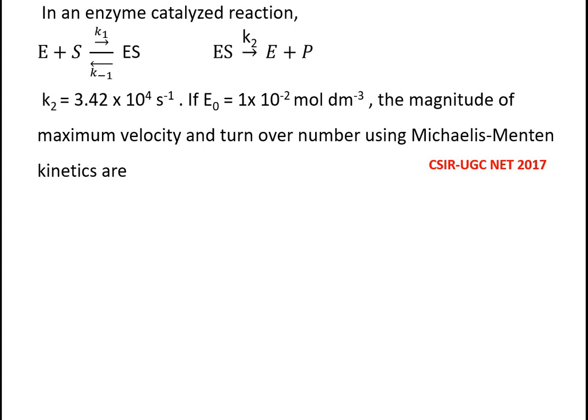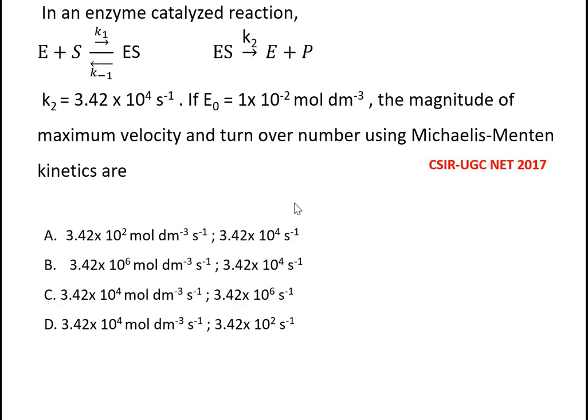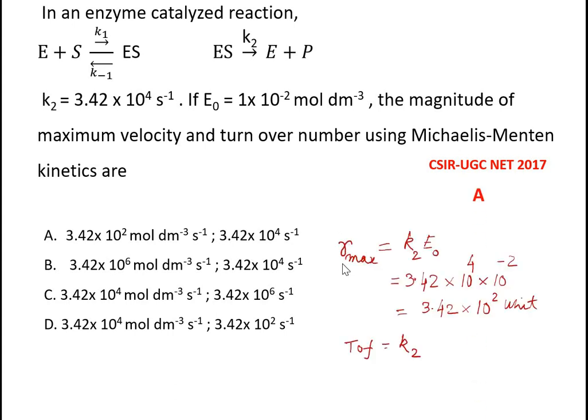Enzyme catalyzed reaction, another one. So here K2 is given, E0 is given, and we need the magnitude of maximum velocity and turnover number using this Michaelis-Menten kinetics. So here it's a straightforward application of the formula that Rmax is K2 into E0. So K2 is given and E0 is given. So it would simply give you 3.42 into 10 to the power 2 unit, right?